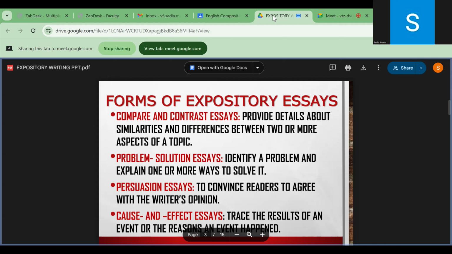Then problem solution essays are there. You have to, of course, have a problem in order to write such an essay, and you will be explaining, informing the audiences about the solution, how this problem can be solved. So that would be a form of expository writing as well. Then you have persuasion essays, in which you want to convince your audiences, you want them to agree with your opinion. So you use techniques in order to persuade them. And then we have cause and effect.